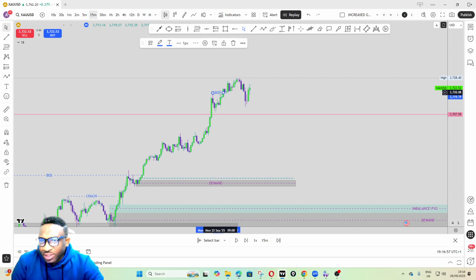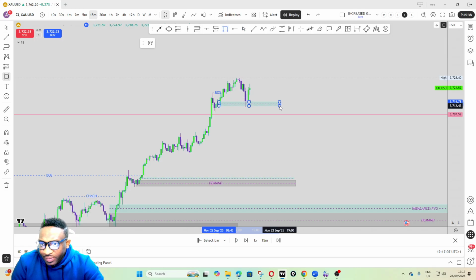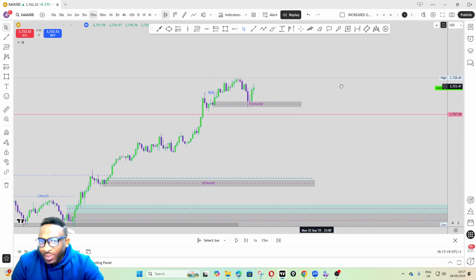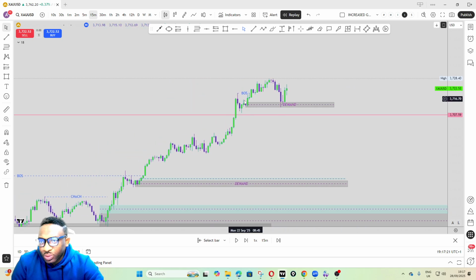With this break of structure here, the origin is from here. What we have to do is trace it back to the origin, the candle that caused the break of structure. This will be our demand zone since we are in an uptrend. With this demand zone, we can also identify some imbalance attached to it right here. We expect that imbalance to be filled before we continue to the upside.